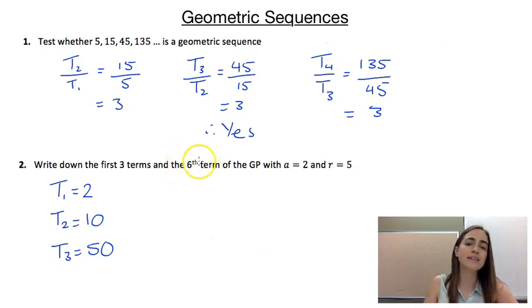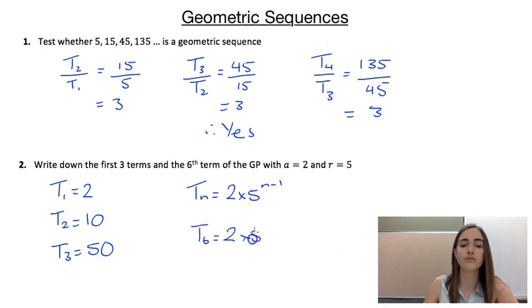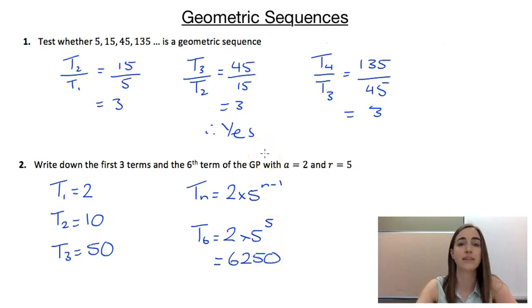The only problem with that is that if we wanted something higher than the 6th term, it's pretty painful to go through that process. So let's write a formula for the nth term instead. So we have Tn is going to be 2, because that's our A, times 5 to the power of n minus 1, which means that if we want our 6th term, we're going to have 2 times 5 to the power of 5. And if we pop that in our calculators, we'll end up with 6,250 as our 6th term in that sequence.